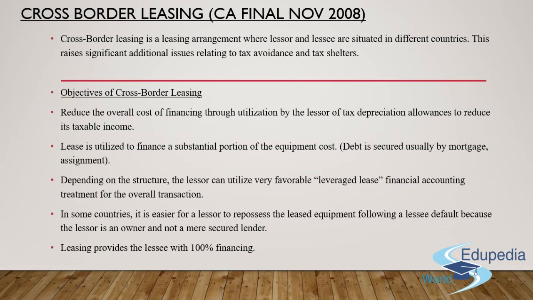Cross-border leasing, guys, is a leasing agreement where lessor and lessee are situated in two different countries. This raises significant additional issues relating to tax avoidance and tax shelters. I must tell you guys very honestly, we are having a pact with Mauritius, and that is one of the classiest pacts one can have between two countries. Enormous amount of money from India is being sent to Mauritius, and the same is under the purview of various tax avoidance agreements.